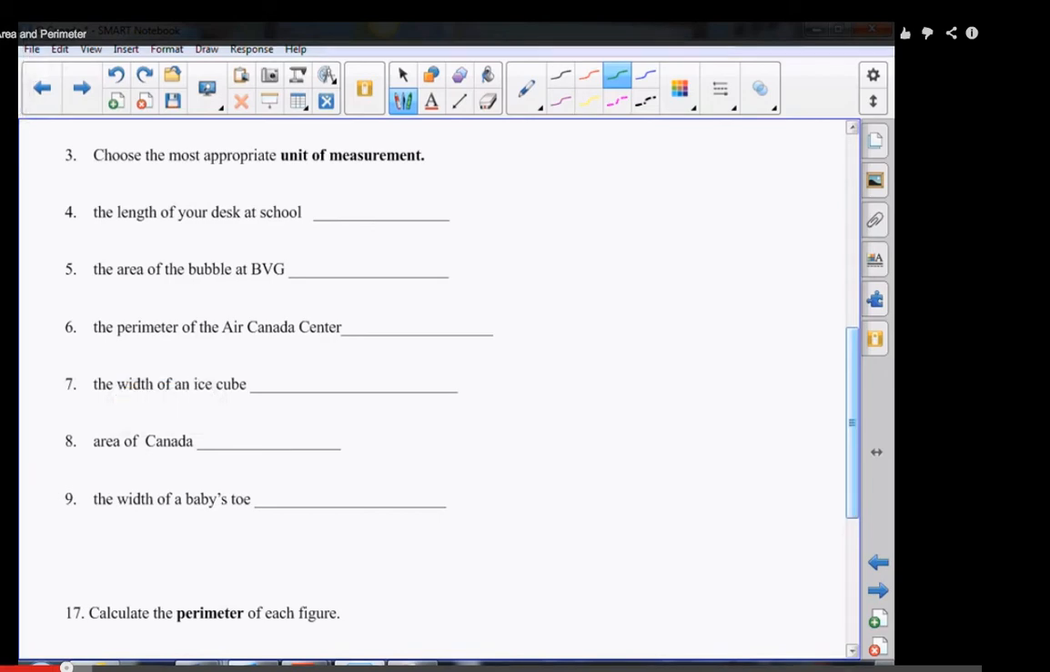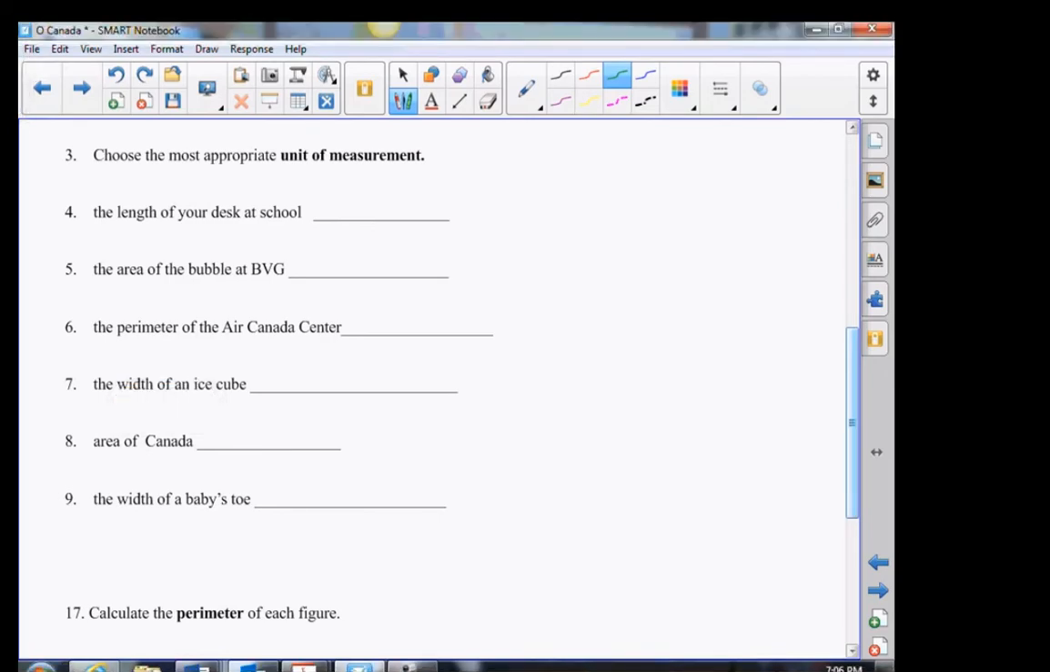All right, choose the most appropriate unit of measurement. Well, the length of your desk at school. When I'm thinking about that, I know the word appropriate means it can't be something silly. Appropriate is something that you would rationally use. You wouldn't say kilometers, or you wouldn't say meters. So I would probably say centimeters or decimeters because your desk is not that large.